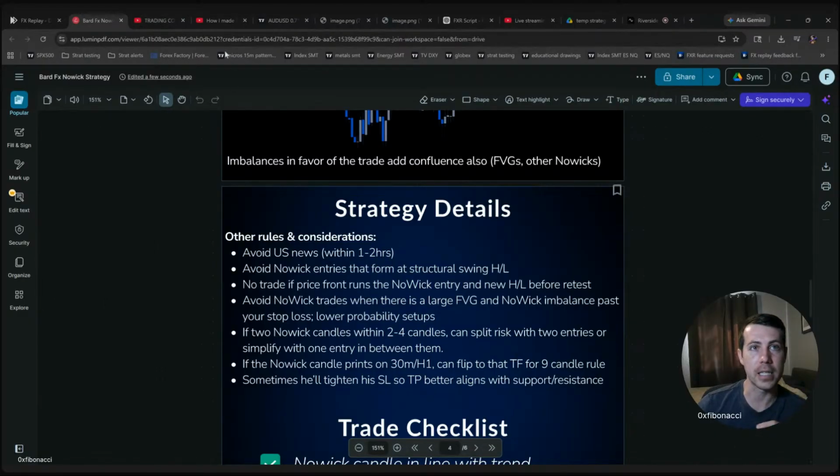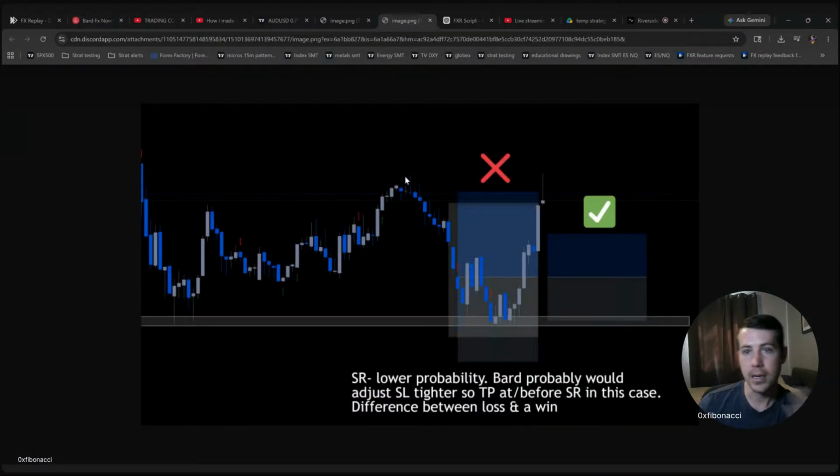And then the last thing I want to mention, this is also not something he talks about in his video, but he went over it on his lives, is sometimes he will use a little discretion and tighten his stop loss so his take profit doesn't have to go through a support or resistance. Quick example on that here. Downtrend, no wick candle, we had a previous support level down here that, if you use the usual stop loss above this swing high with some breathing room, your one-to-one take profit would have to go through the support zone, which is a little lower probability.